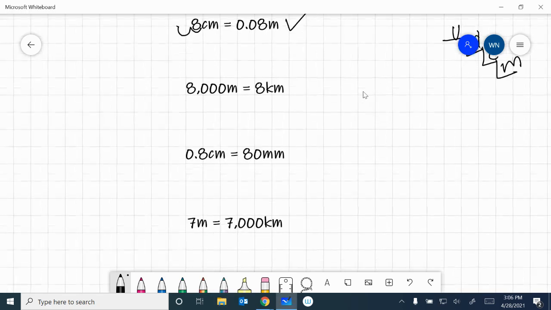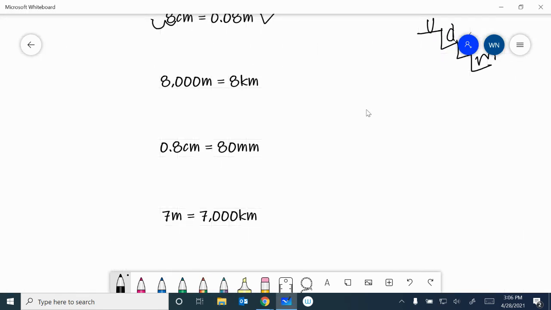Oops. Let's move down a little bit more. 8,000 meters to 8 kilometers. So we've got kilometers, hectometers, decameters, meters. So 8,000 meters, we're going to divide as we go up, would be 800 decameters, would be 80 hectometers, and would be 8 kilometers. Good. That one is correct as well.